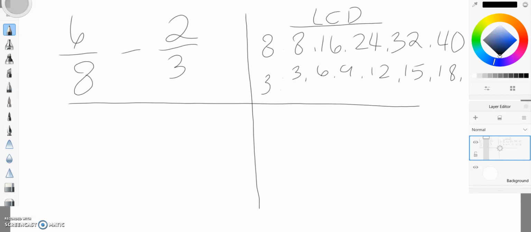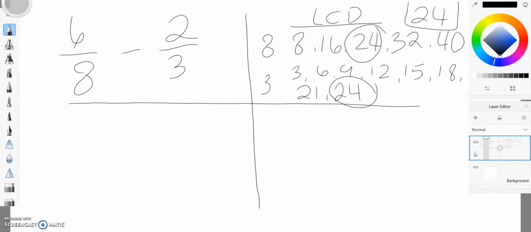So let's keep going with our 3s. 18, 21, 24. How about we stop at 24? Do we have anything in common now between 8 and 3s? Yes, we do. We have 24. 24 here and 24 right here. And we don't have anything smaller than those two numbers that are in common. So our least common denominator is 24.